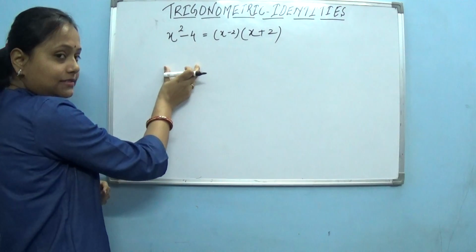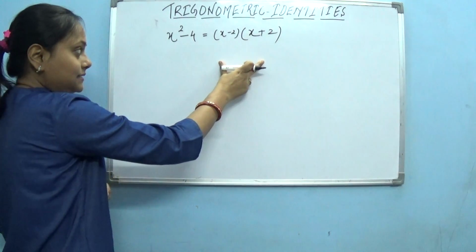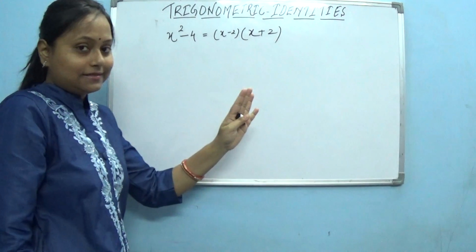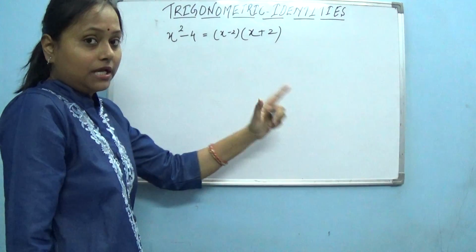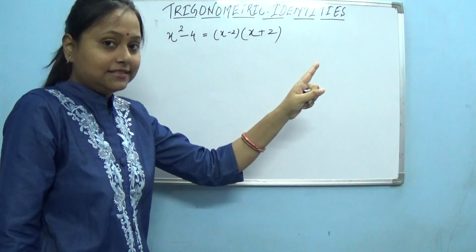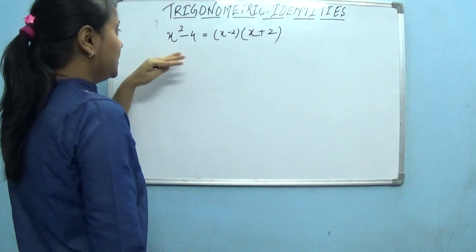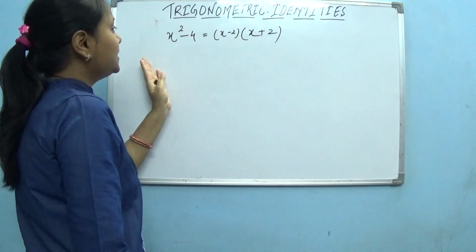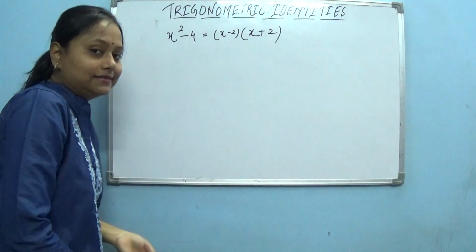the value of LHS equal to the value of RHS. Left hand side and right hand side will be equal. It means we can say this is an algebraic identity, because LHS is equal to RHS.